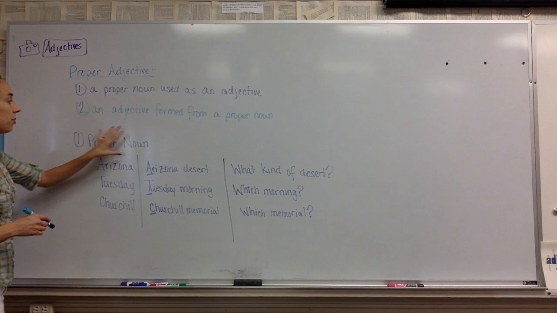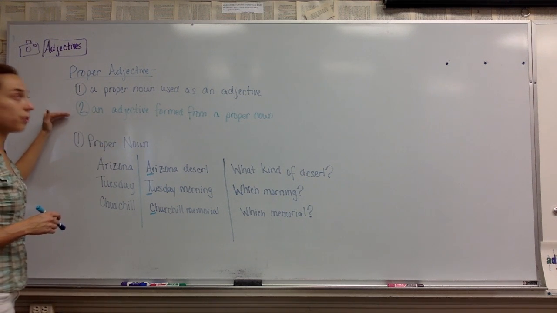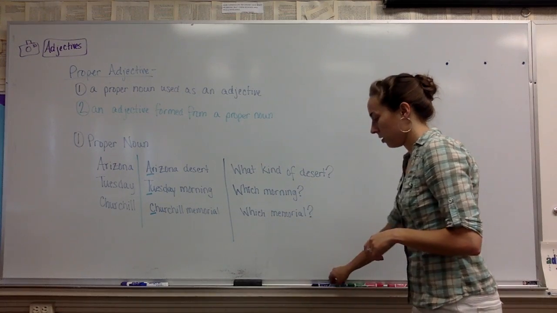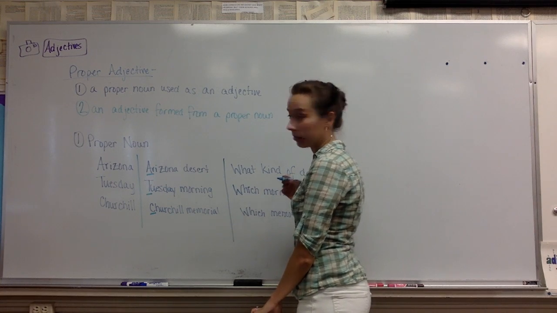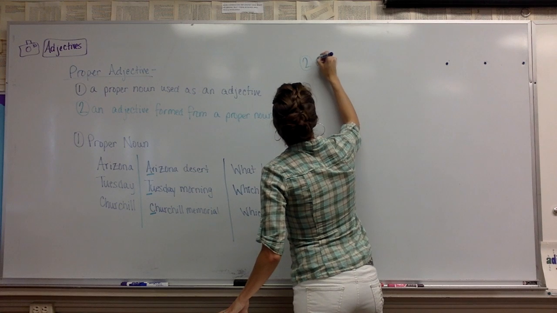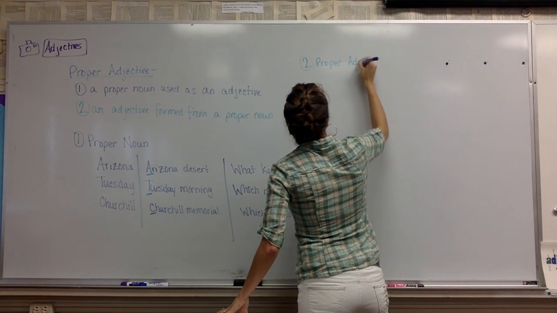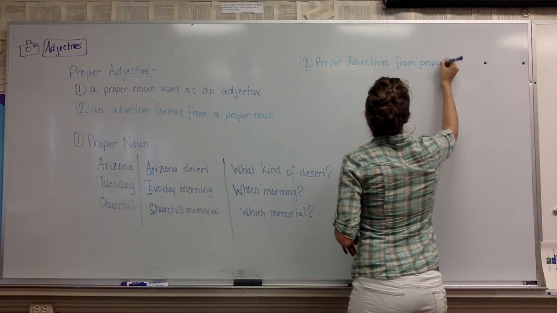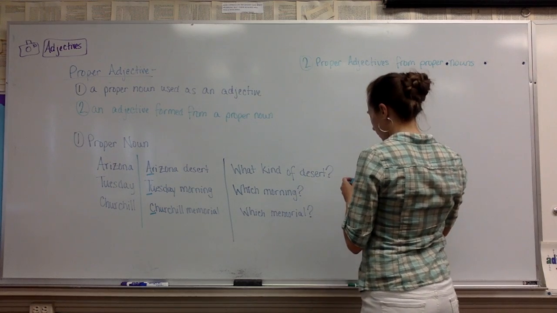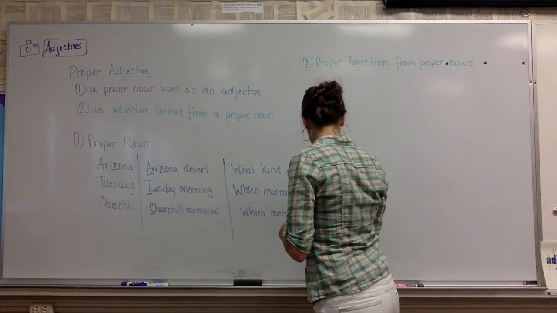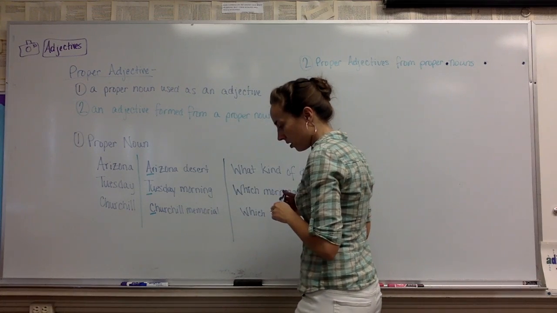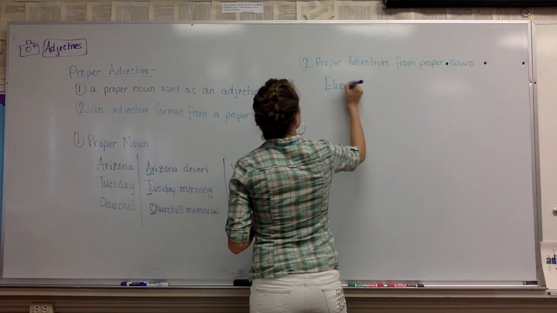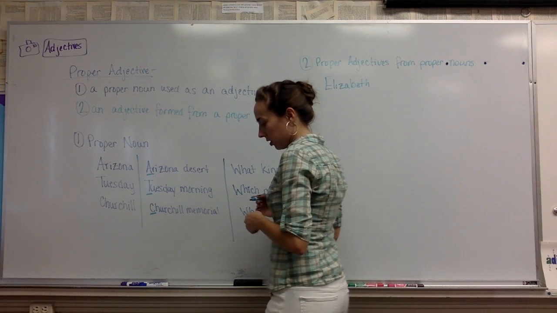Our second one. This was all our proper nouns. Let's go on to the second bullet about an adjective formed from a proper noun. Let's do that over here though, so we have more space. So proper adjectives from proper nouns. So here we're talking about Elizabeth, maybe Queen Elizabeth. Okay. So a specific person.